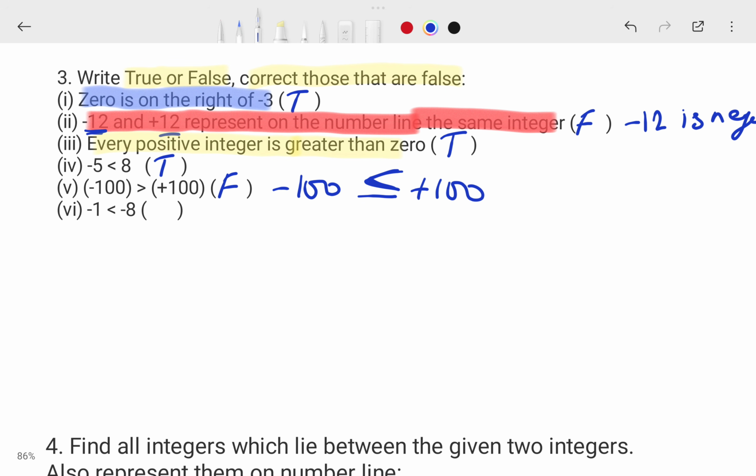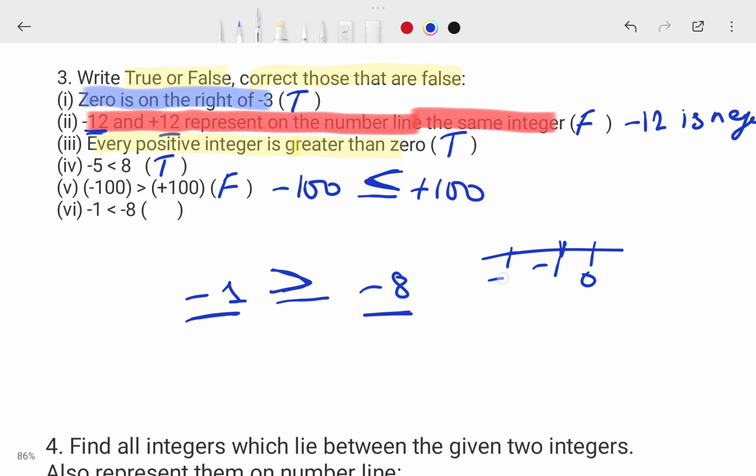Right. So the sixth one is given: this is minus 1 and this is minus 8. Between minus 1 and minus 8, which is greater? Minus 1 is greater. Why? Because the negative number which is smaller in size is the bigger one. On the number line, this is minus 1, this is 0, and minus 8 is further away. So which is very near to 0? Minus 1 is near. Minus 8 is far. That's why. Okay?